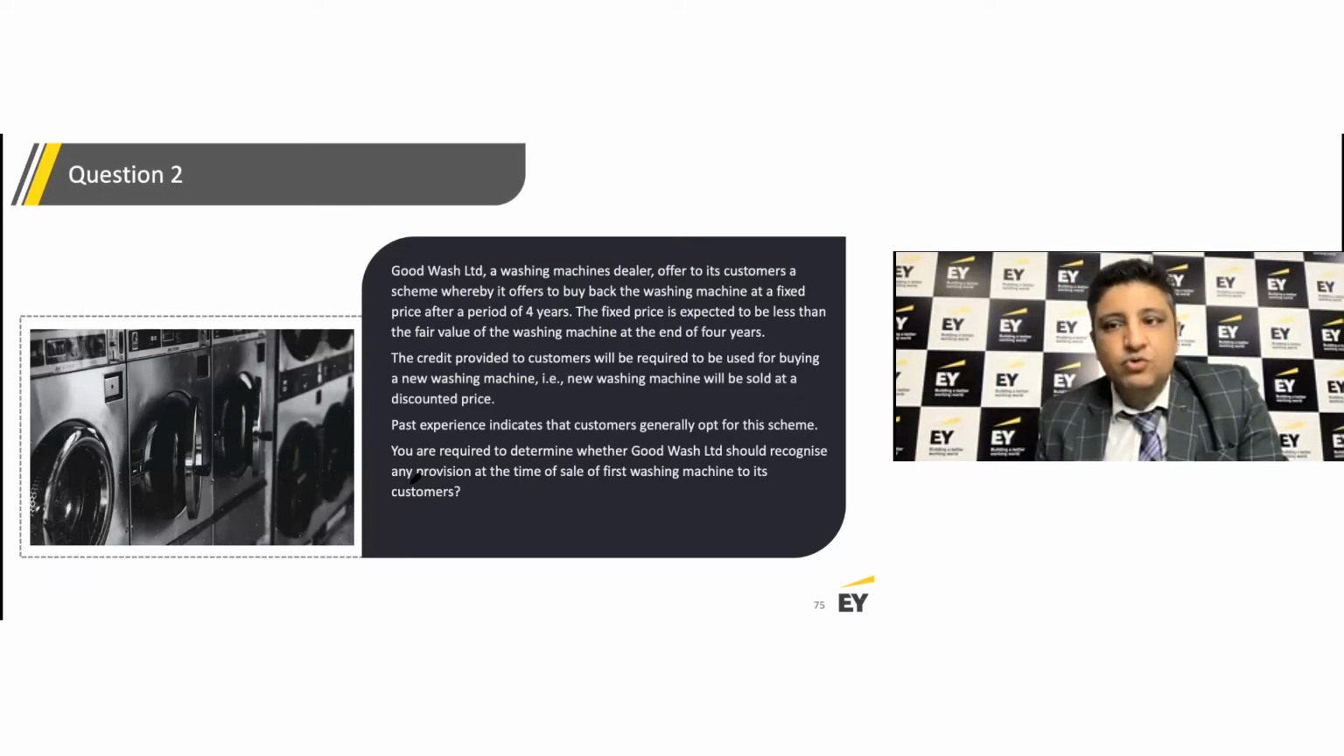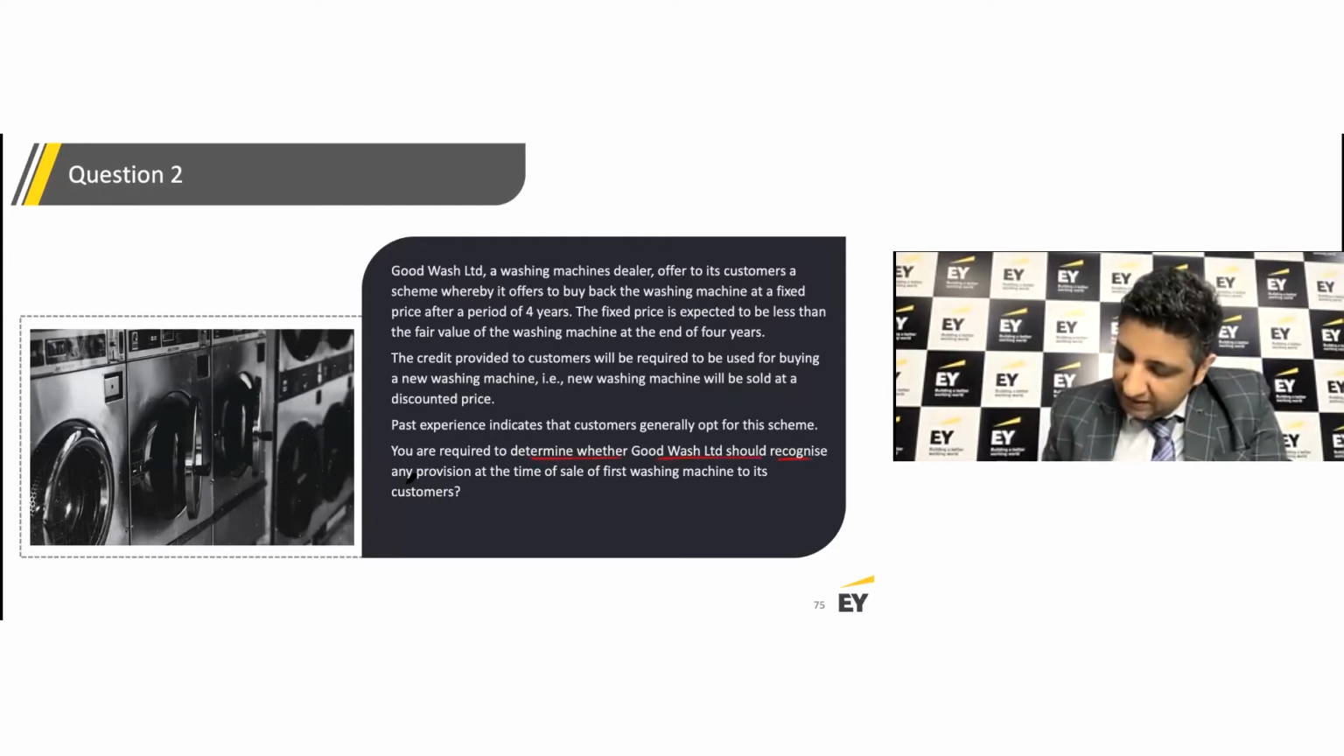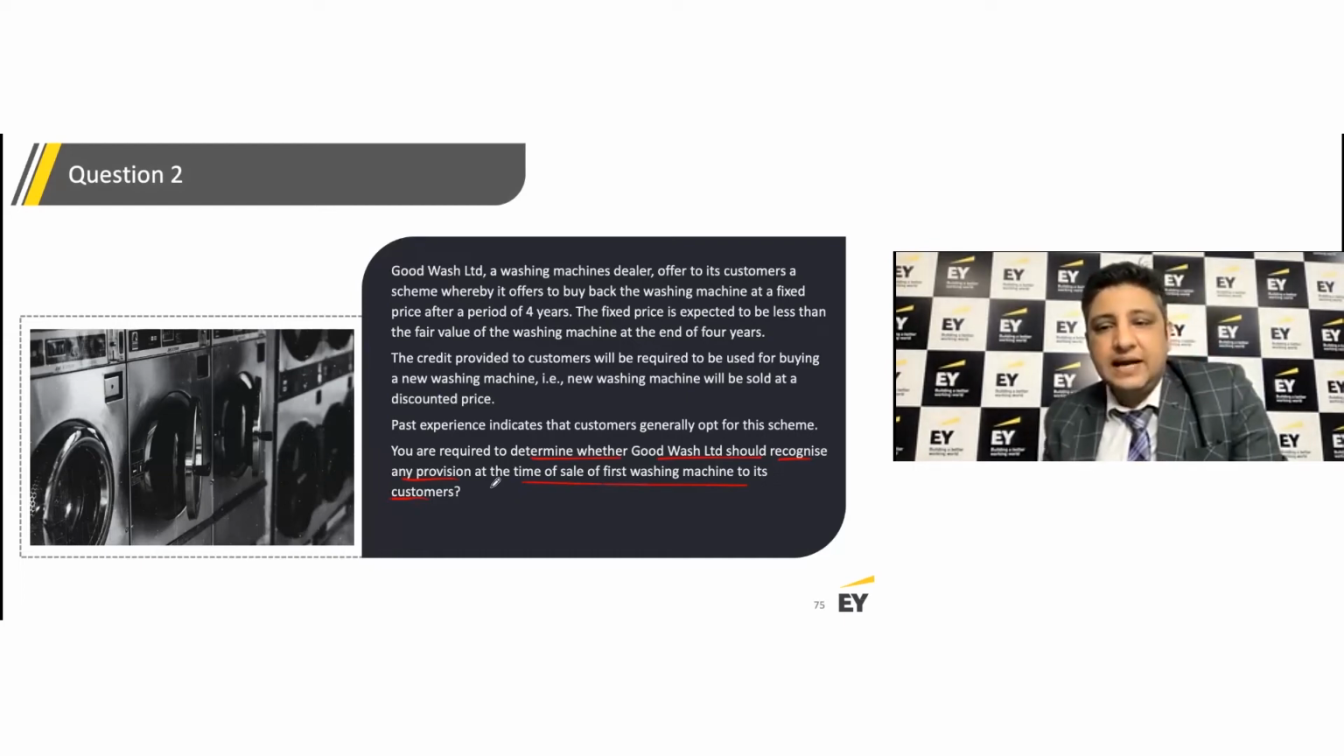The credit provided to the customers will be required to be used for buying a new washing machine. That is, the new washing machine will be sold at a discounted price. Past experience indicates that customers generally opt for this scheme. The question is, you are required to determine whether Good Wash Limited should recognize any provision at the time of sale of the first washing machine to its customers.